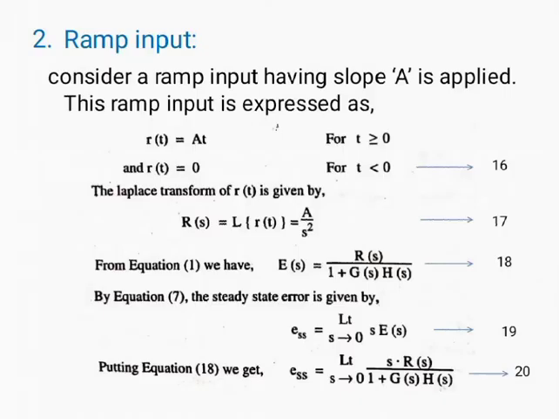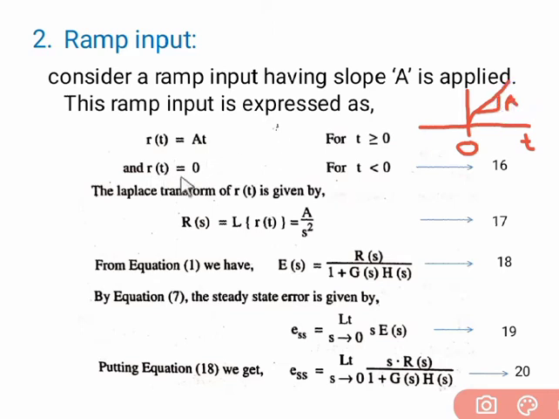Now consider the ramp input signal. Consider the ramp input having slope A is applied. This ramp input is expressed as r(t) equal to At. So the ramp input is defined as r(t) equal to At for t greater than or equal to 0. So it is the ramp type input and its slope is A.